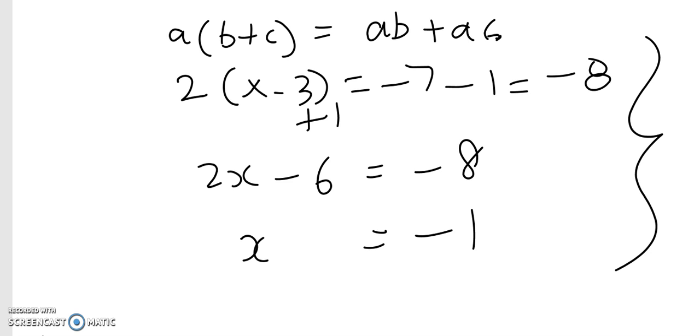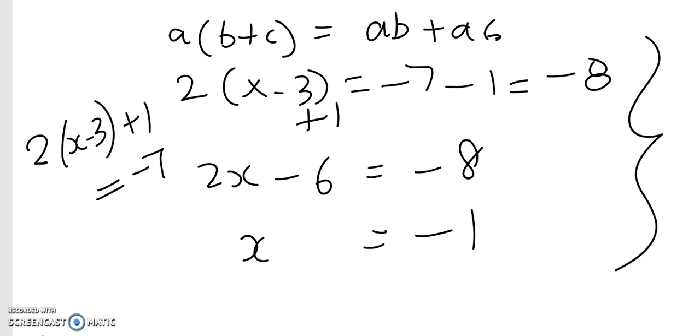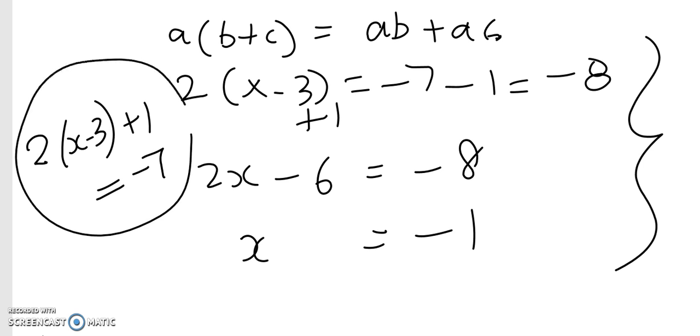So the question here is this. Okay, the question is 2 times x minus 3 plus 1 is going to be equal to minus 7. If 2 times x minus 3 plus 1 is equal to minus 7, what is x? And this is how we do it. I want you to figure this one out.